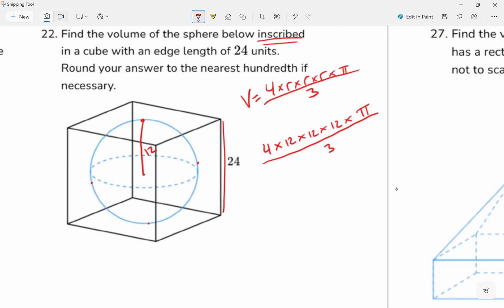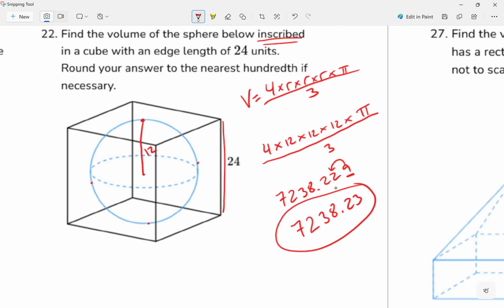According to my calculator, I get 7,238.229. My third decimal number is big. A 5 or more is big, 4 or less is small. So because it is big, it pushes the previous number up. So my 2 is going to become a 3. So I'm just going to say my answer is 7,238.23. Again, you can double check on your calculator.